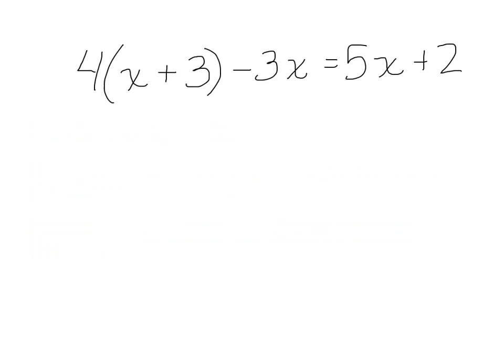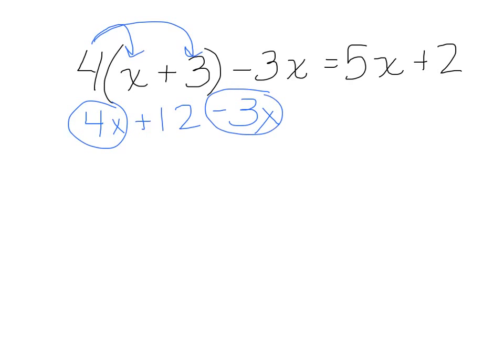Okay, so this is one situation with this equation where we're going to actually end up with one solution. So the first step will be to simplify each side. So I'm going to operate on the left side first. If I distribute the 4, I get 4x plus 12 minus 3x. So then I can combine the two x terms, the 4x and the minus 3x. So I'm left with x plus 12 on the left side.